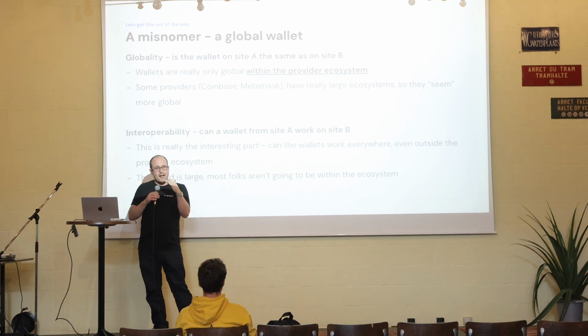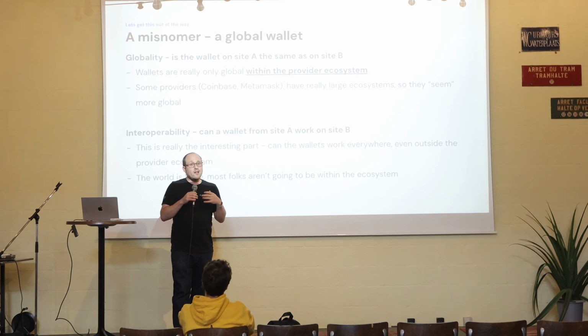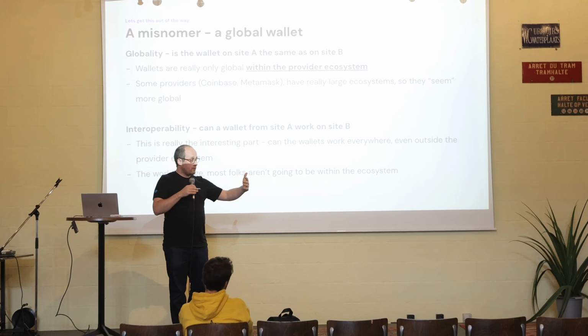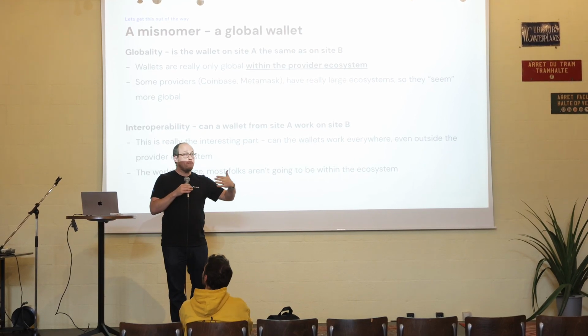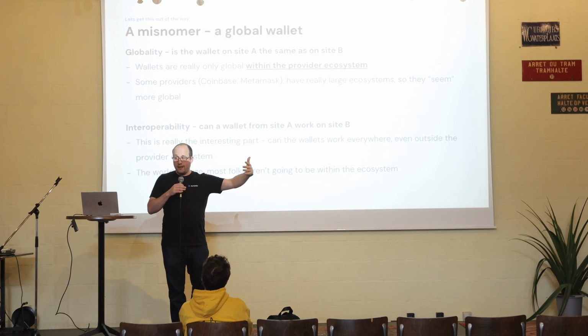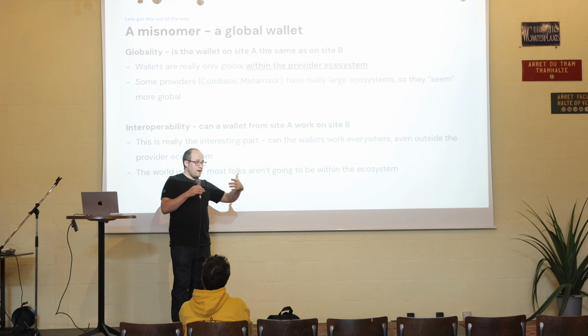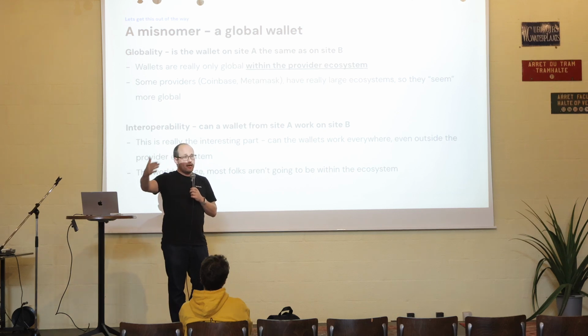Now, some of these lines get blurry. A good example is the Coinbase Smart Wallet. It's not a global wallet, but Coinbase has this giant ecosystem around it. So within Web3, it feels very global, right? It feels like any place you go can have Coinbase Smart Wallet access to it. But if you start venturing outside Web3, it's definitely not global. If you go to any site and try to log in with a Coinbase Smart Wallet, most of the time that button won't exist, right? So the key question is not globality of the wallets, but how does a wallet become interoperable outside the ecosystem?